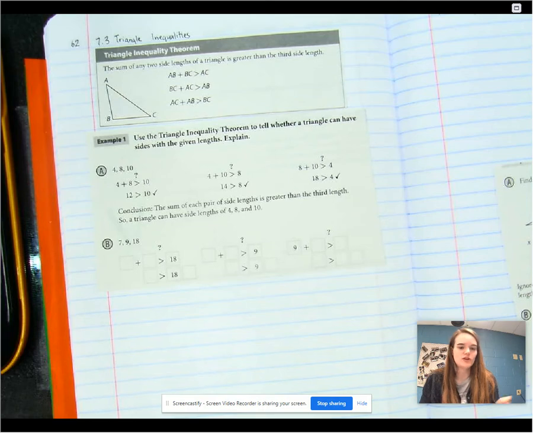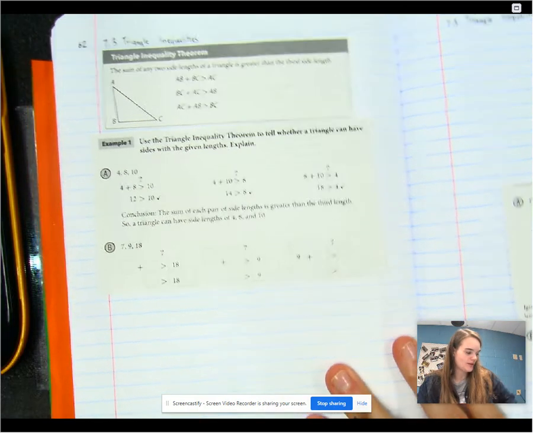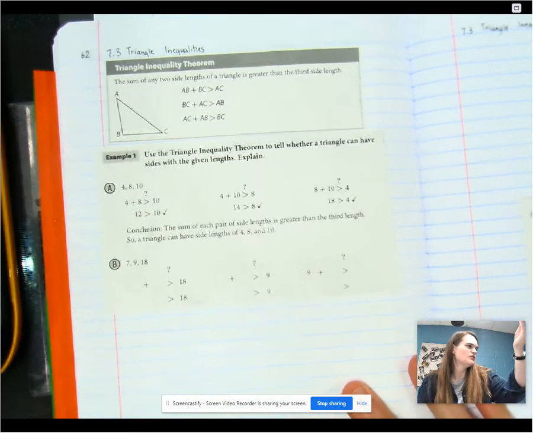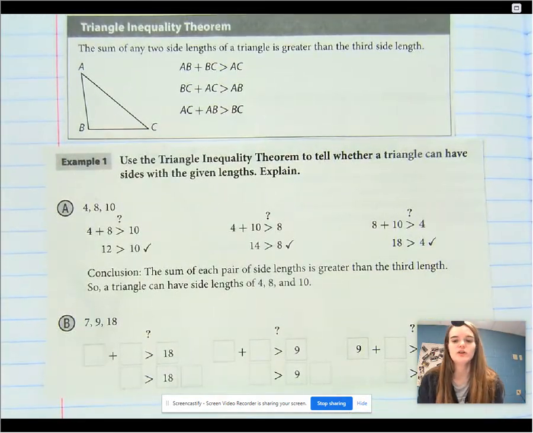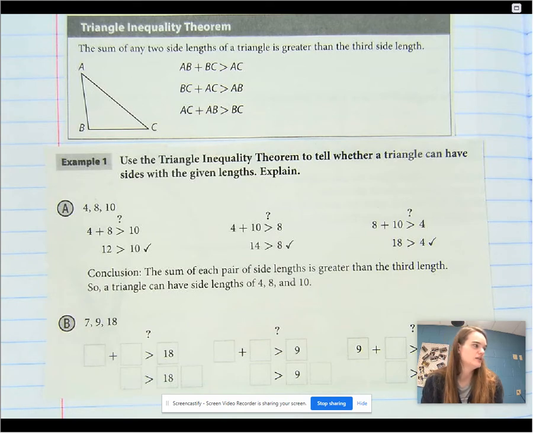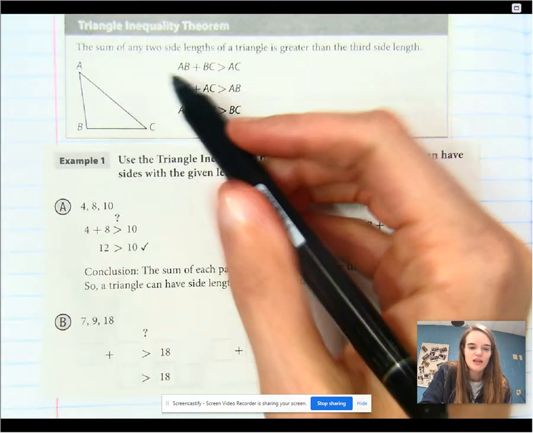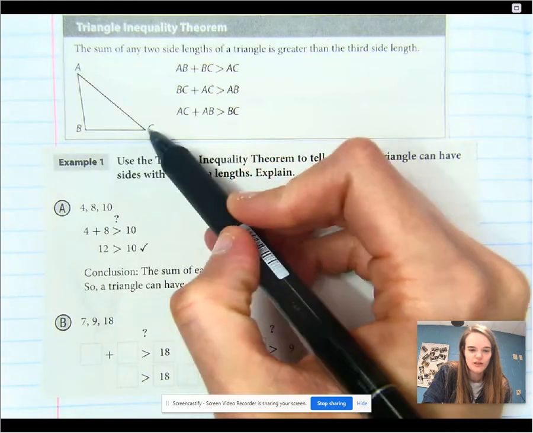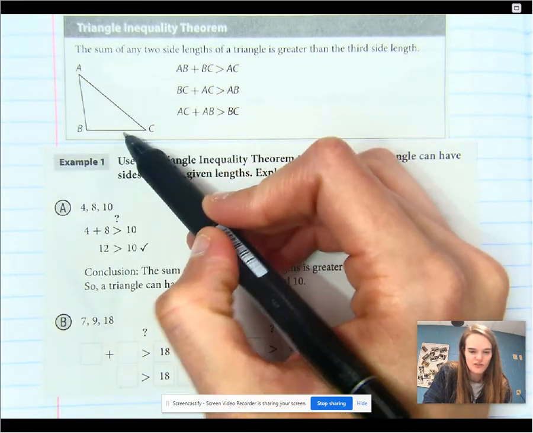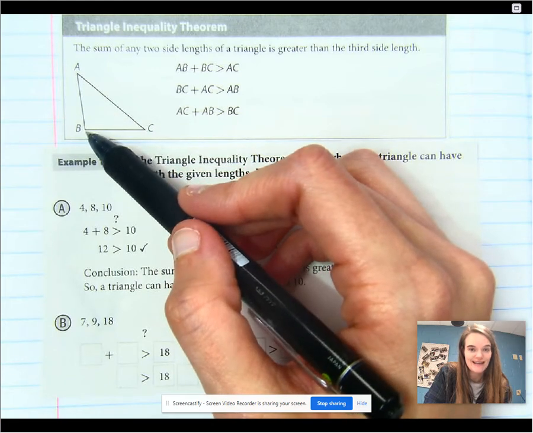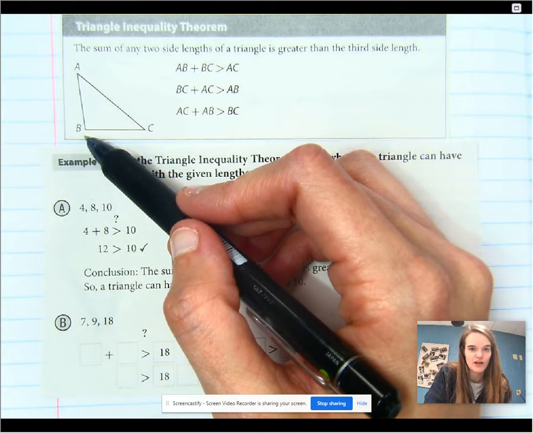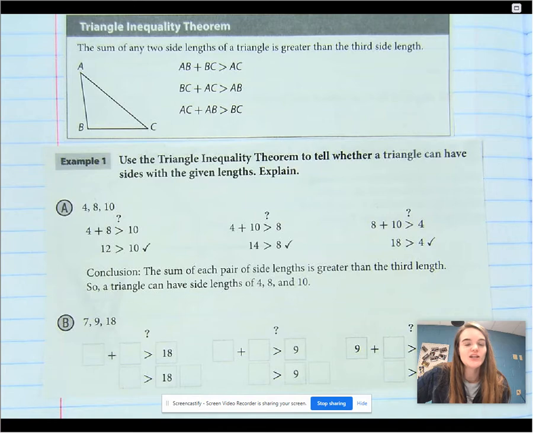Alright, so let's talk about the triangle inequality theorem first. We'll talk about something else tomorrow. The triangle inequality theorem says the sum of any two sides of a triangle is greater than the third side length. Meaning, if you add two side lengths, the sum of these has to be greater than the third. No matter which two you choose, adding them together has to be bigger than the third side. If it is not bigger, it cannot physically make a triangle.